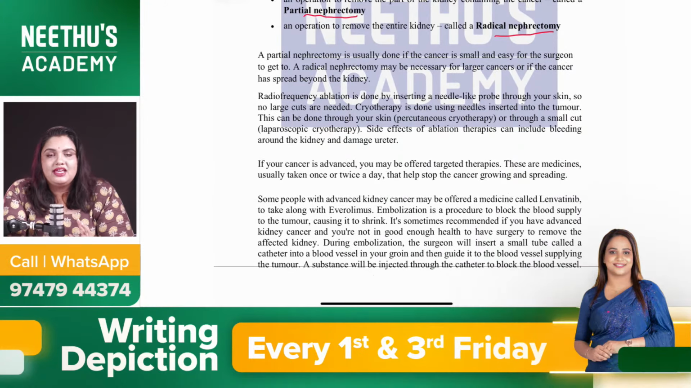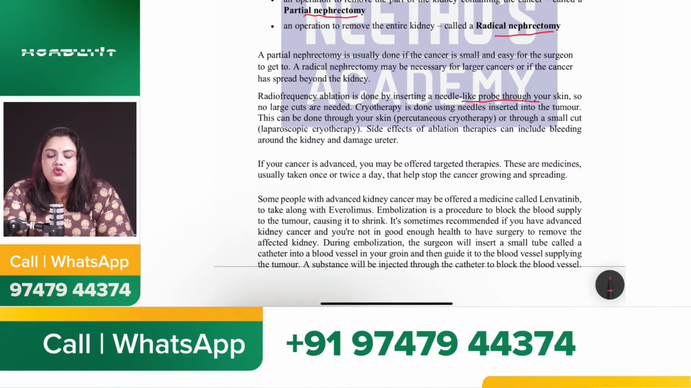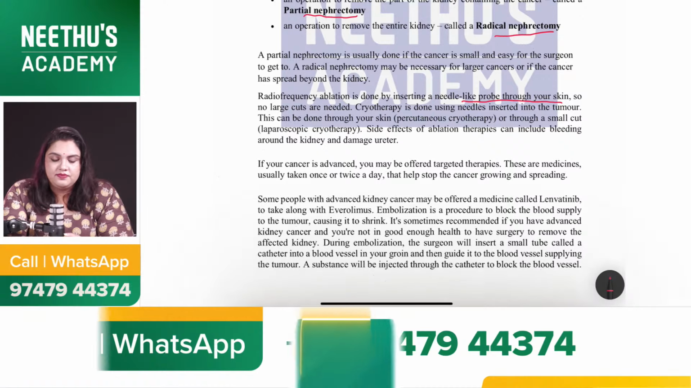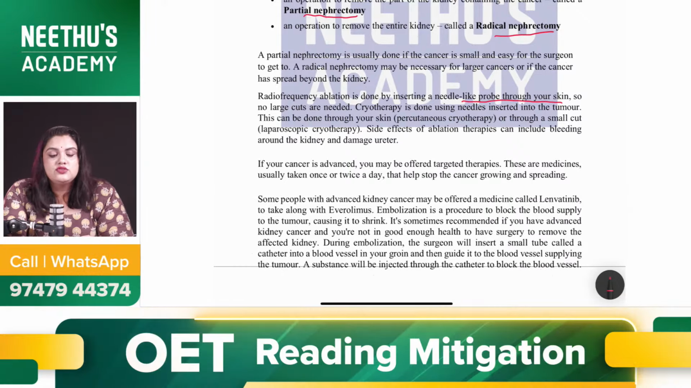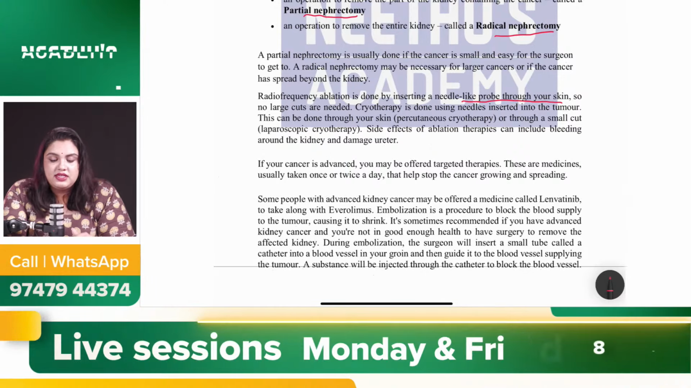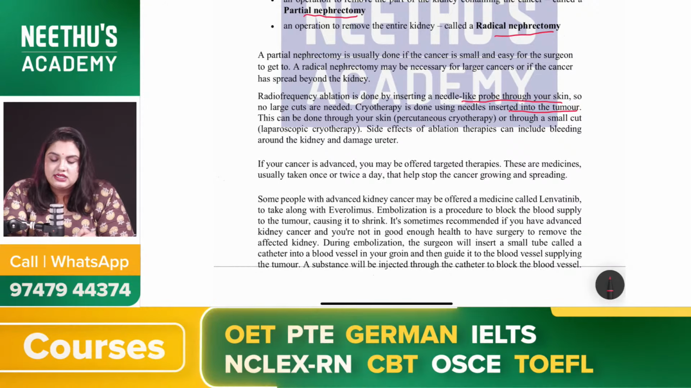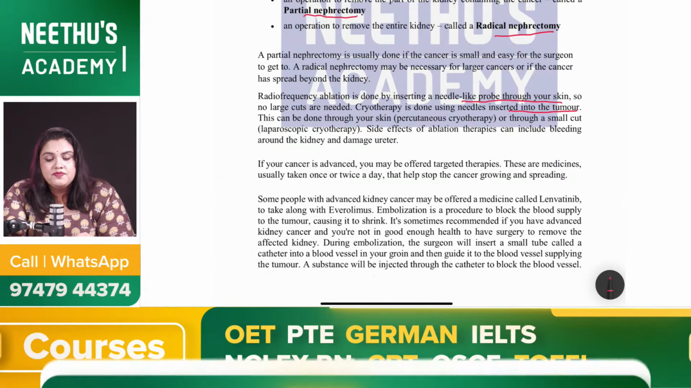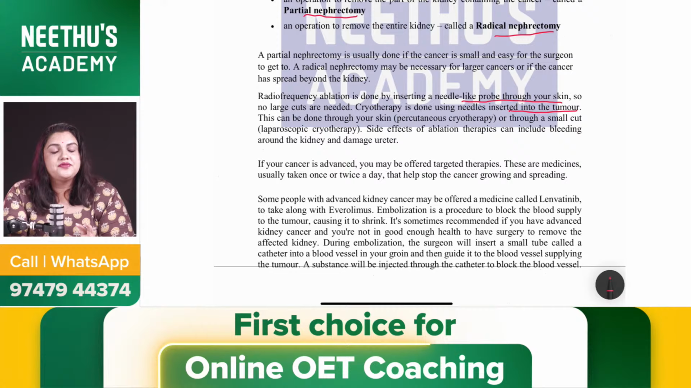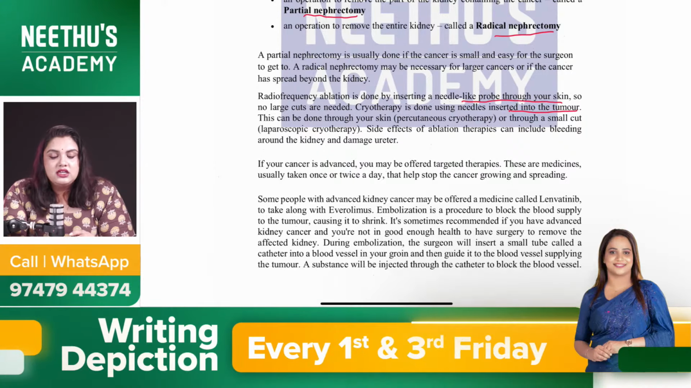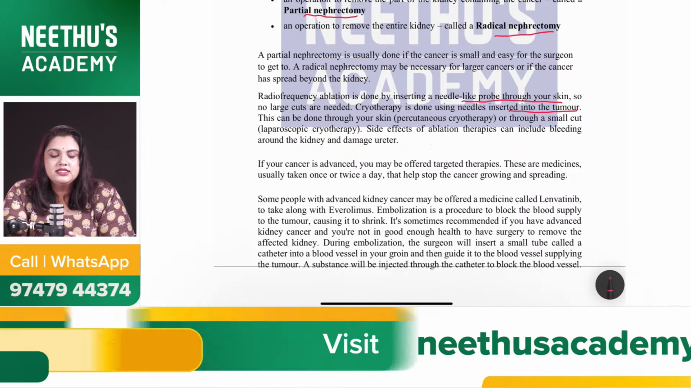Then we said earlier, cryotherapy or radiofrequency ablation. What is radiofrequency ablation? It is done by inserting a needle-like probe through your skin, so no large cuts are needed. It is a process that is done by inserting a needle-like probe through your skin, so no large cuts are required. Cryotherapy is done using needles inserted into the tumor. Radiofrequency ablation is through the skin, whereas in the case of cryotherapy, a needle is inserted into the tumor. But what is the difference? Radiofrequency ablation is through your skin, but in the case of cryotherapy, it is inserted into the tumor. This can be done through your skin or through a small cut.